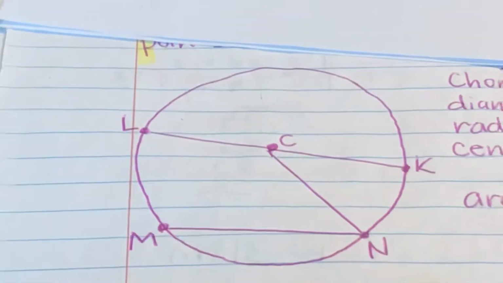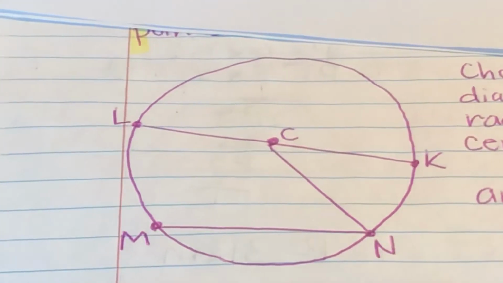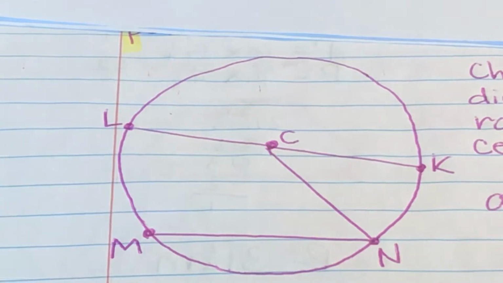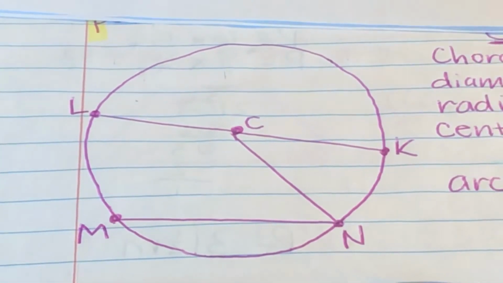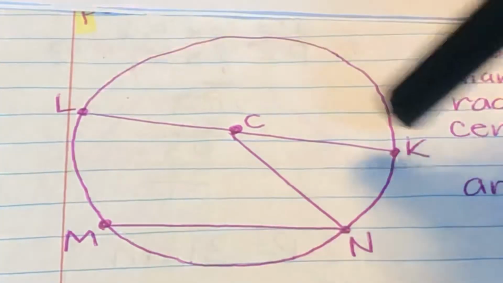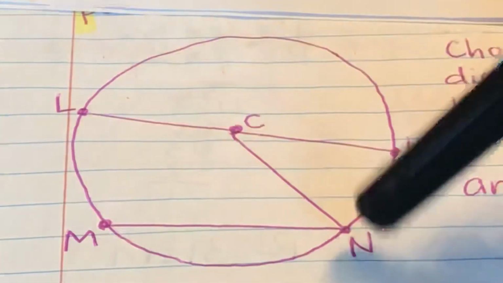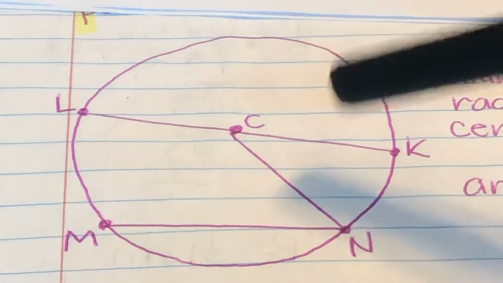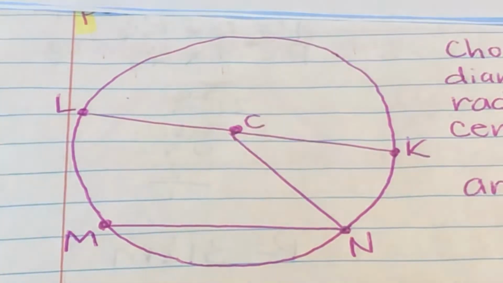Okay, so if we're looking at it, the definition of the radius said one endpoint has to be the center of the circle, the other one has to be on the circle. So if I look at this, I know it can't be any of these ones that we just talked about, the LK or the MN. One of the endpoints has to be in the center. Well, this one's in the center. This is the only point in the center.